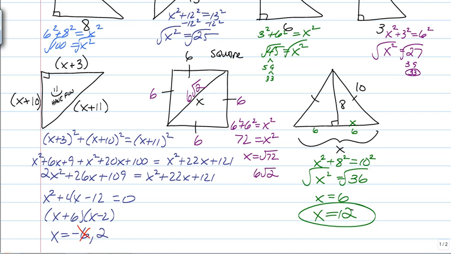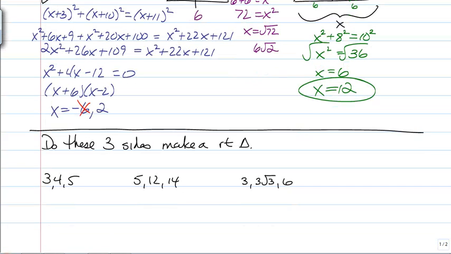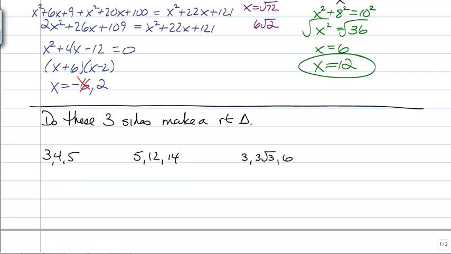All right, moving right along. How do we know if these three sides make a right triangle? Well, there's two ways to do it. The way that most books will tell you what to do is you just have to do a squared plus b squared is equal to c squared, and you have to see if it's true. If it's true, it's yes. If it's false, it's no.